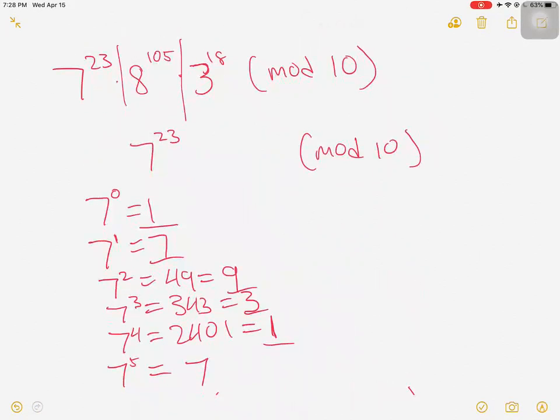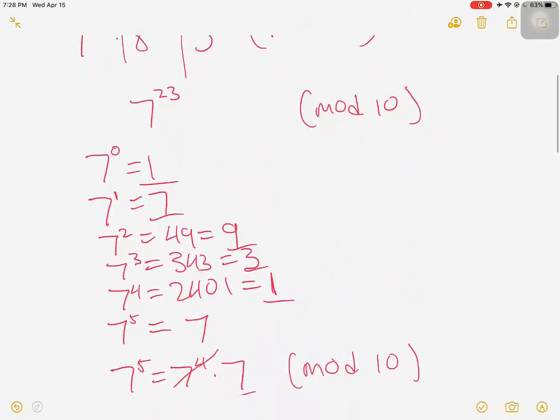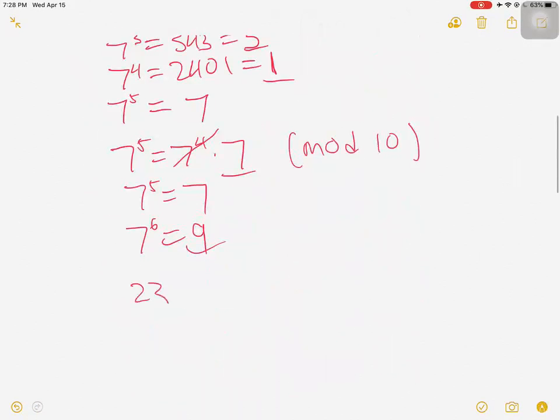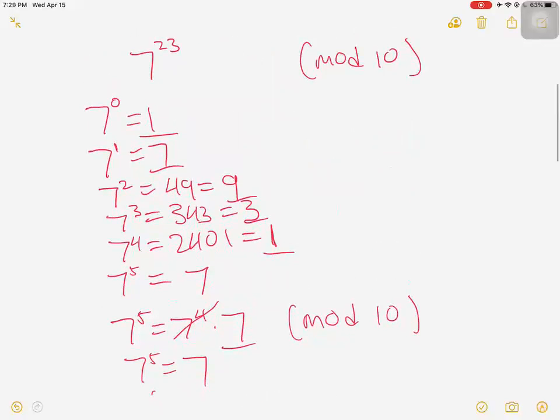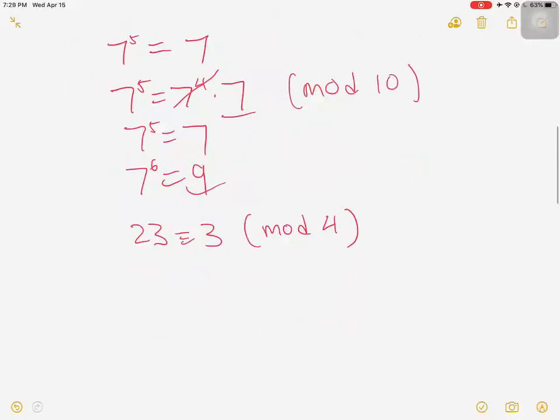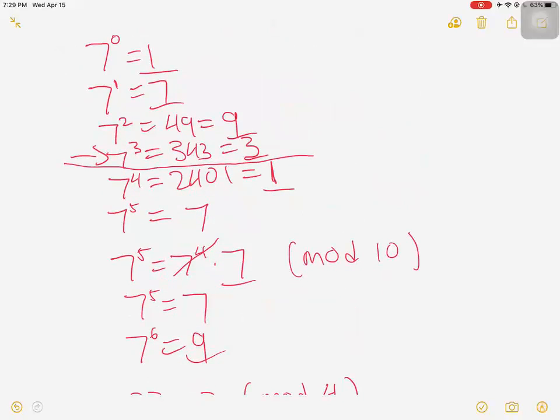So if we look at 7 to the 23, 23 has a remainder of 3 when divided by 4. What that means is we can simply look at which one of these it is. Since it's 3 mod 4, we look at this product. 7 to the 23 is just simply congruent to 7 to the 3.